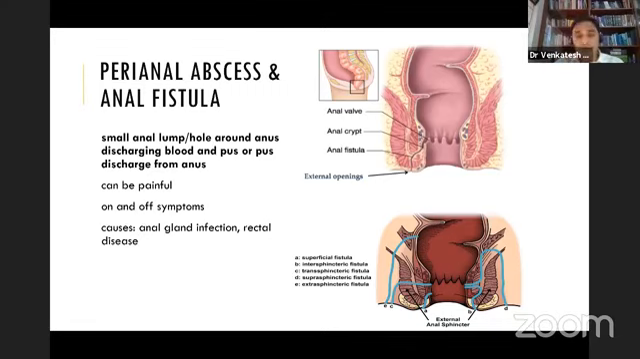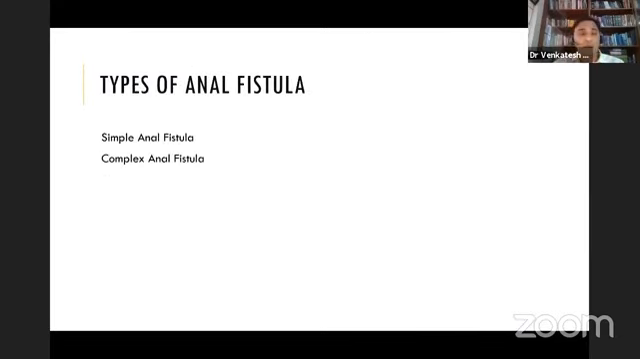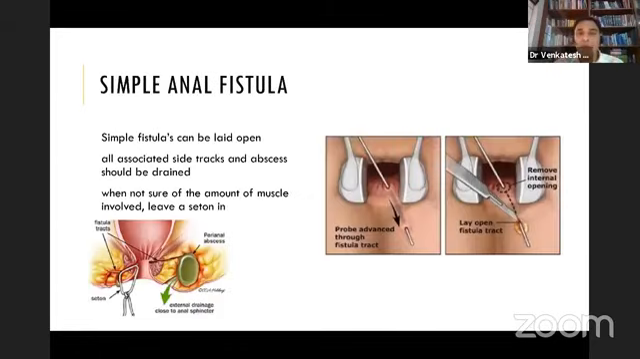Okay, so there are multiple types. It can be complex, so I try to differentiate them into simple anal fistula and complex anal fistula. A simple anal fistula is when the tract is very low in the anal canal, as you can see. So you put a probe in and cut it with a diathermy knife, mostly diathermy, or a laser, and then you just allow it to drain.